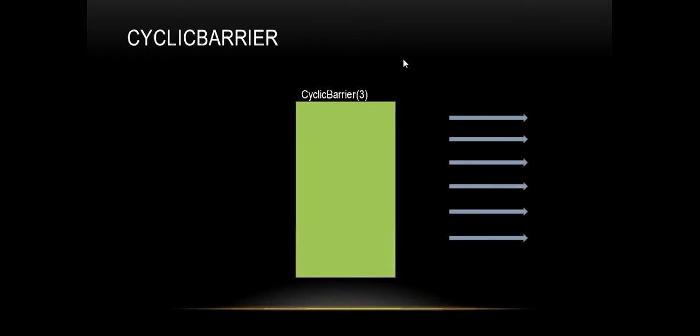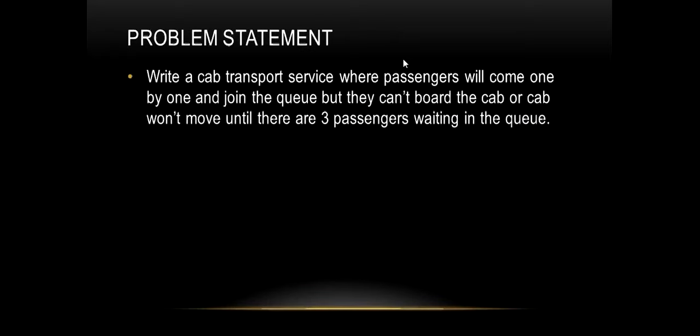Now let us try to solve a simple problem statement using CyclicBarrier. My problem statement is that I have to write a cab transport service where passengers will come one by one and join the queue, but they cannot board the cab, or the cab won't move, until there are 3 passengers waiting in a queue. So the cab won't move until 3 passengers have arrived and are waiting in the queue.